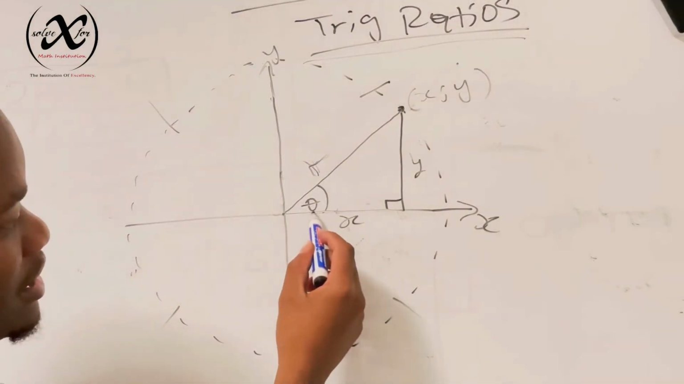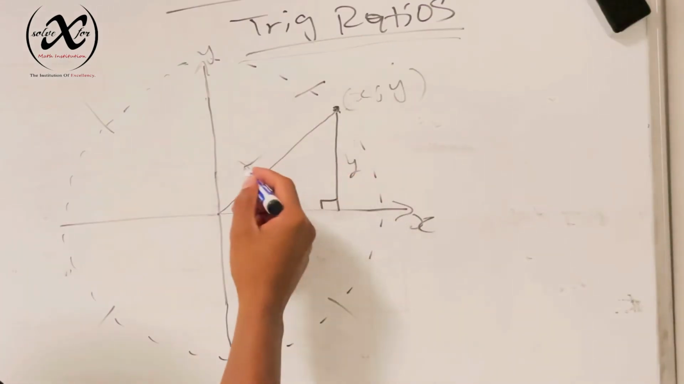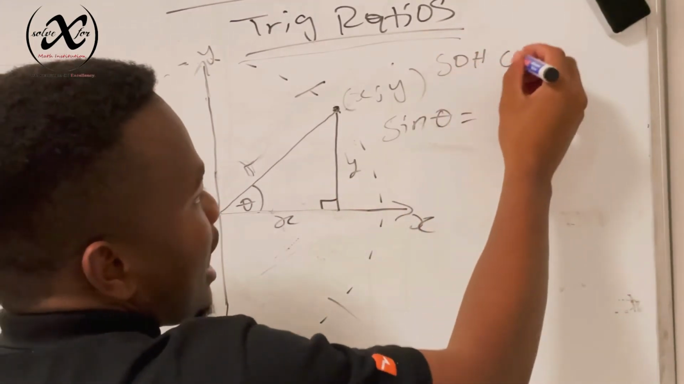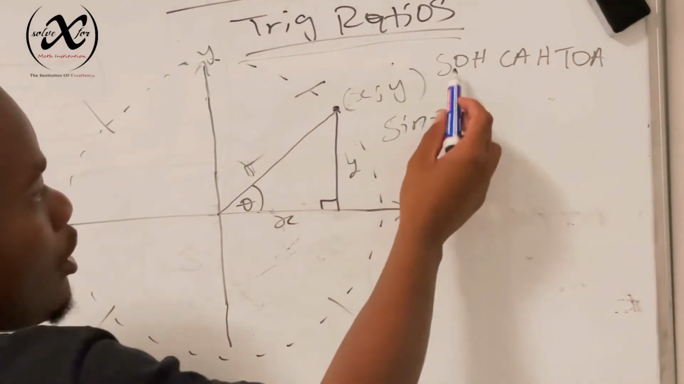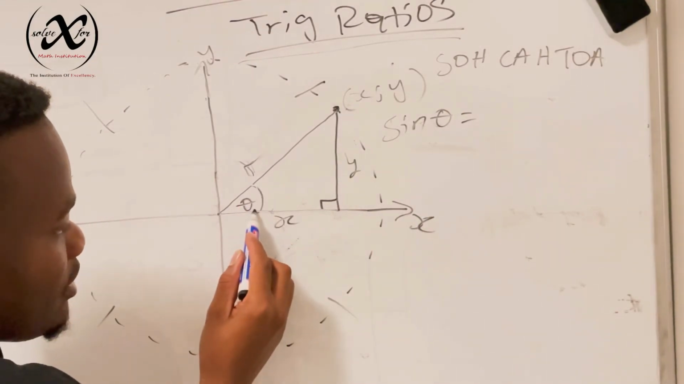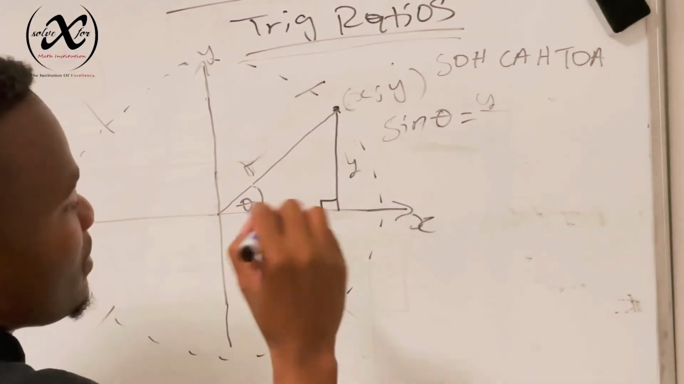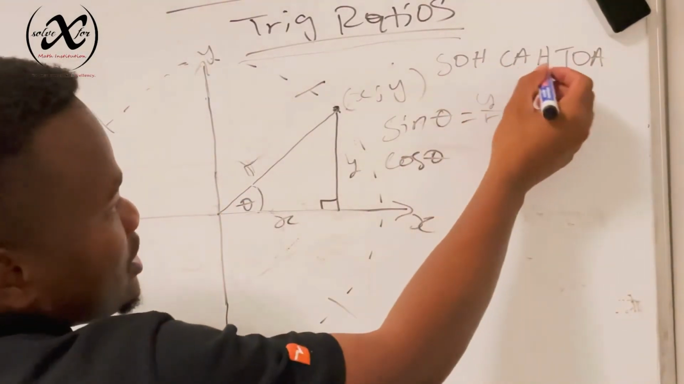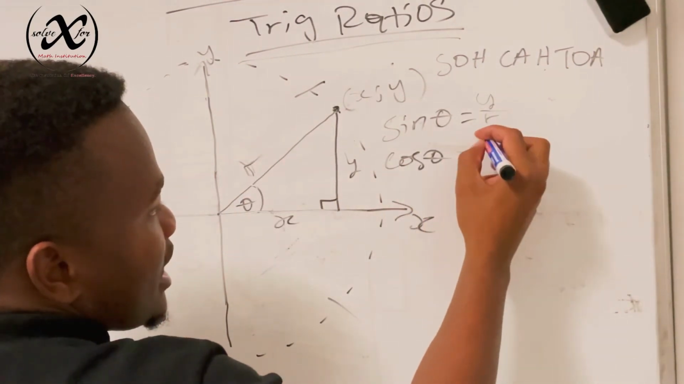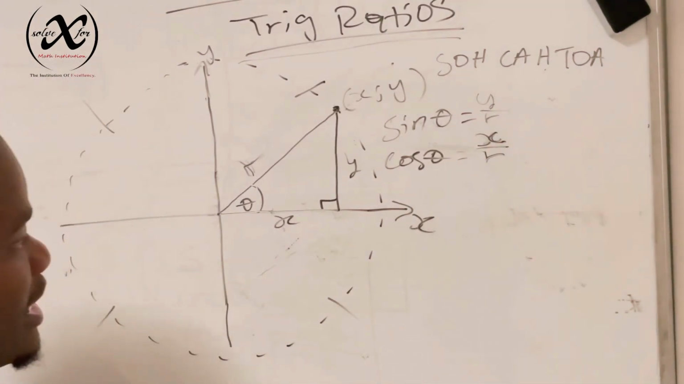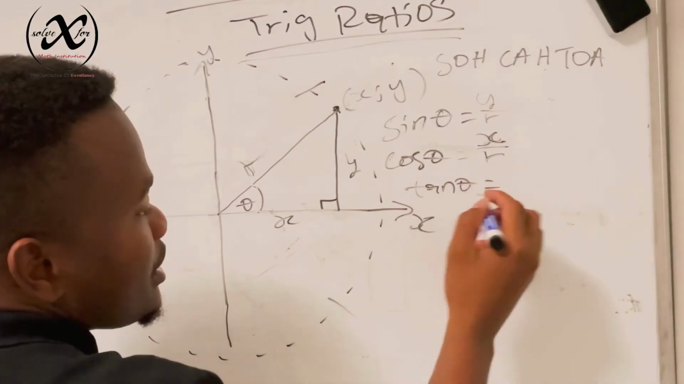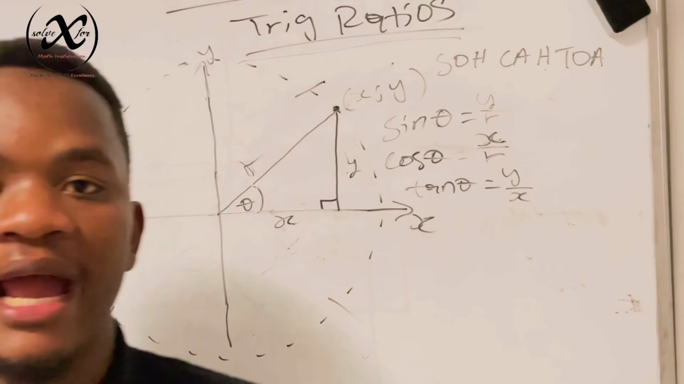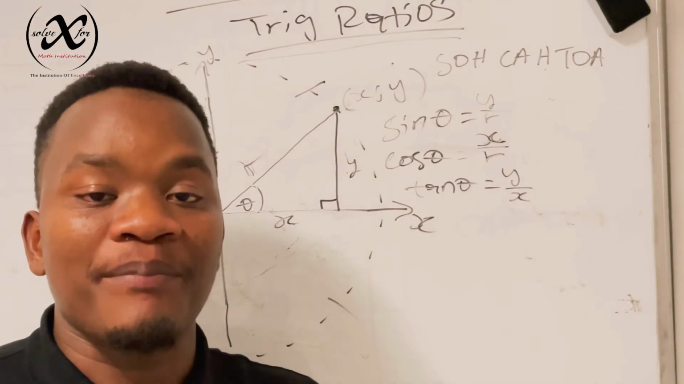So in reference to theta, how do we find x, y, and r? We know that sine of theta equals opposite over hypotenuse. If this is our reference angle, the side which is opposite is y, so it will be y over r, since the hypotenuse is r. Then the cos of theta is adjacent over hypotenuse, which equals x over r. And then the tan of theta equals opposite over adjacent, y over x.